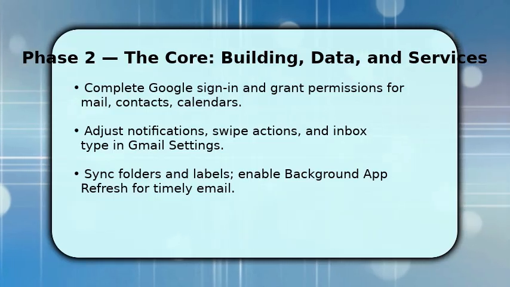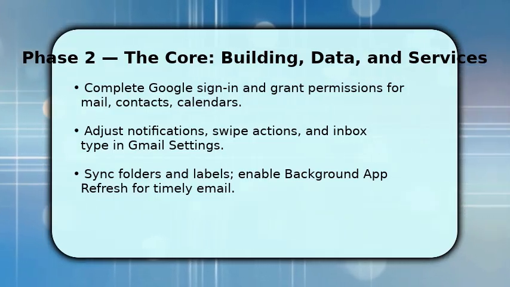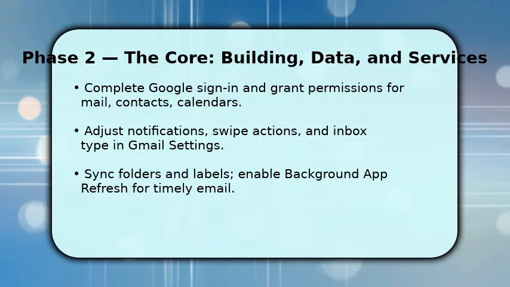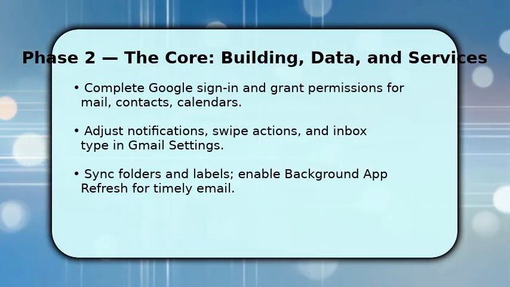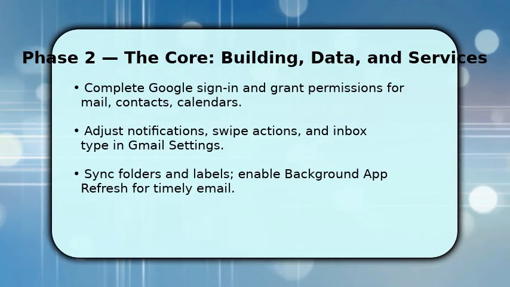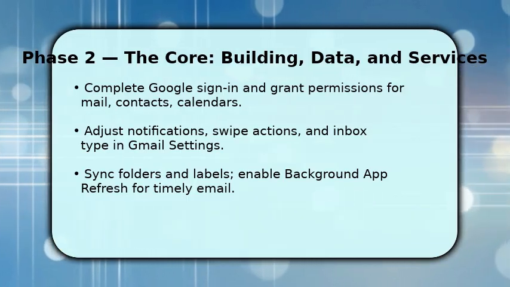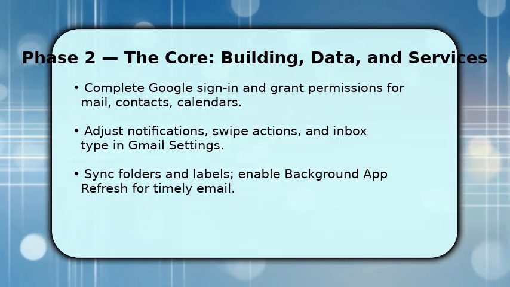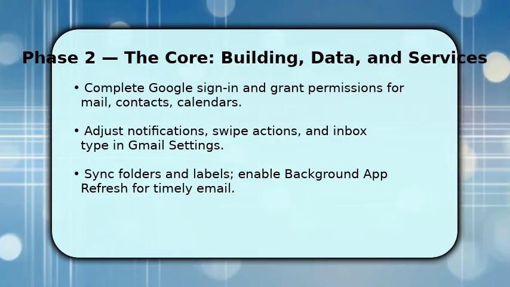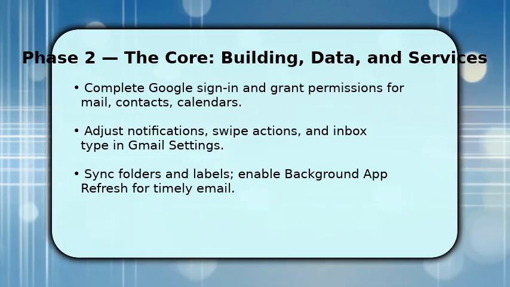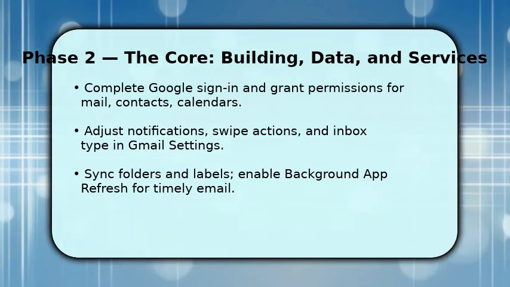In the Gmail app, tap the menu, then Settings, choose your account, and set notifications to your preference: instant, high priority, or none, because that controls how you get alerts. Next, customize swipe actions and inbox type: default, important first, or priority. Finally, enable background app refresh in iPad settings so new messages.